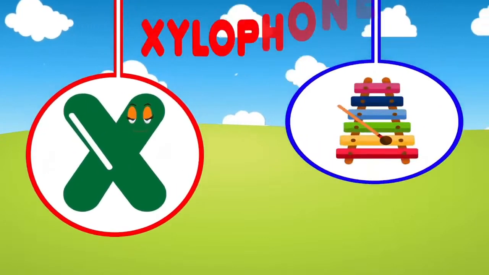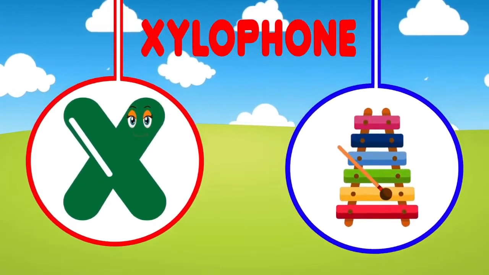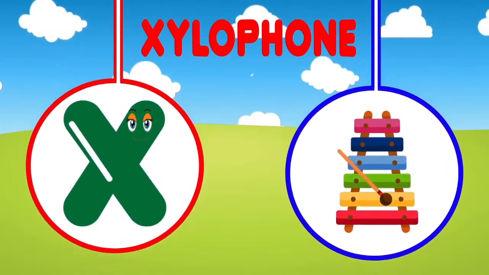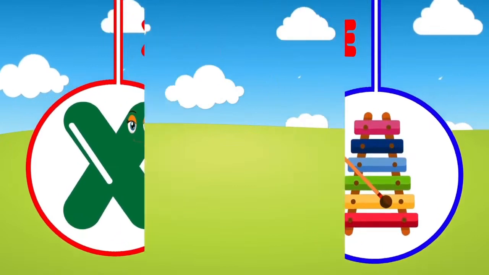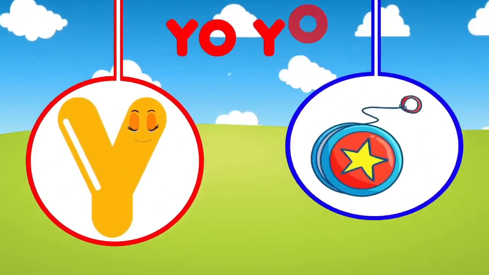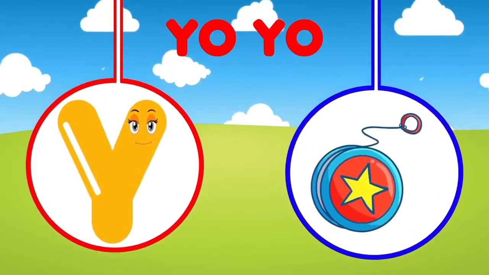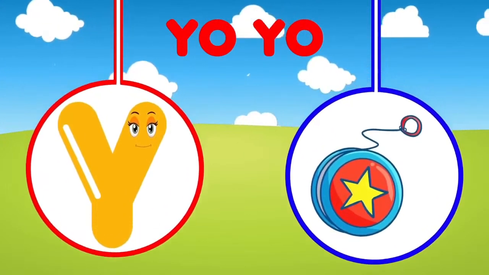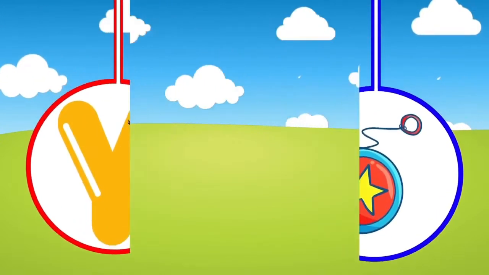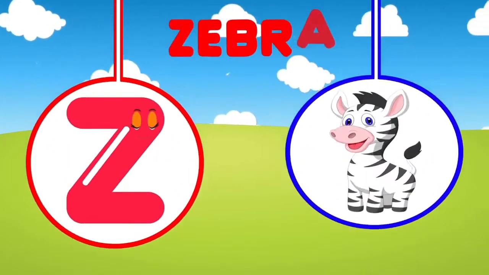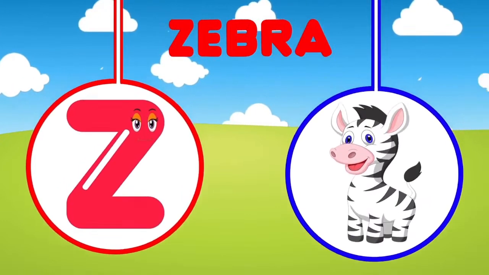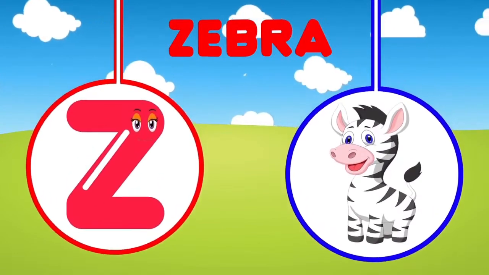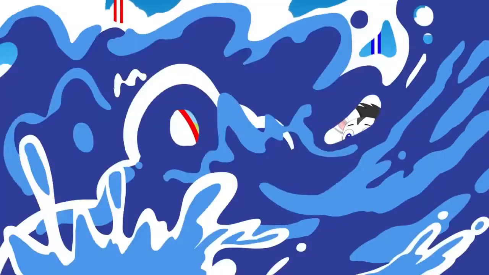X is for xylophone. X, xylophone. Y is for yo-yo. Y, Y, yo-yo. Y, yo-yo. Z is for zebra. Z, Z, zebra. Z, zebra.